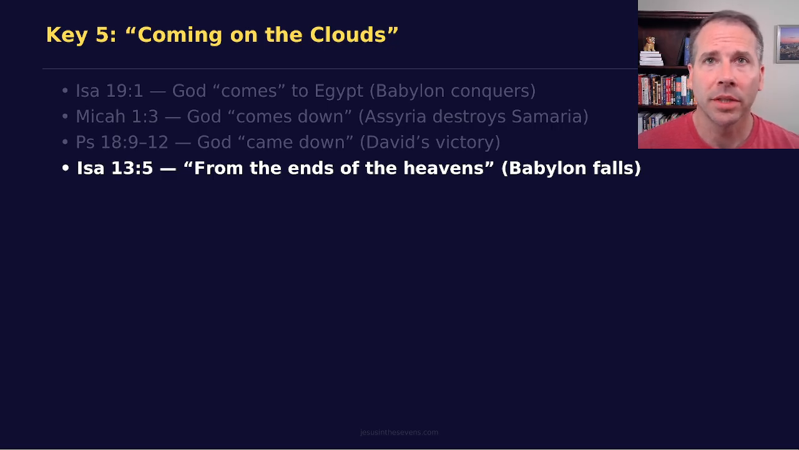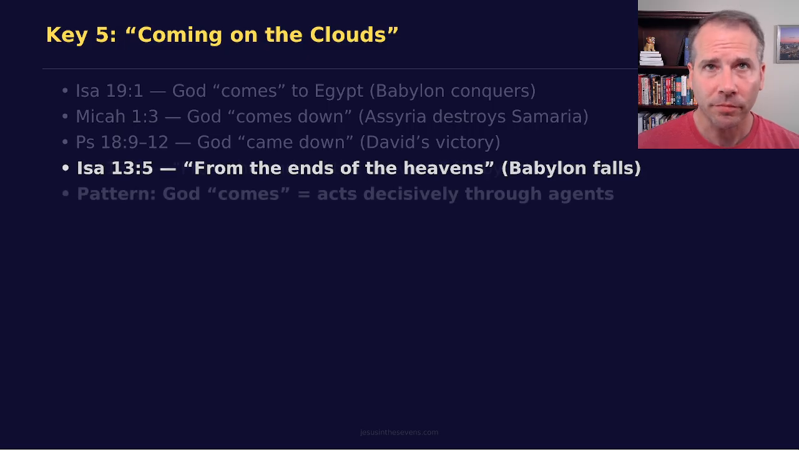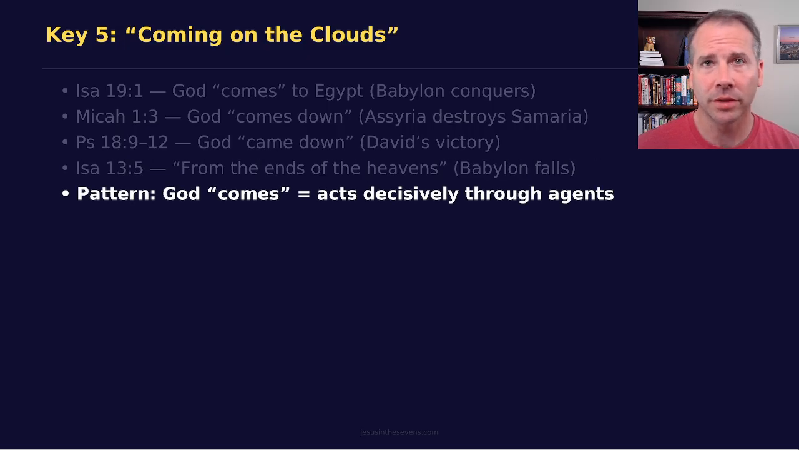Isaiah, again, from the ends of the heavens. So coming on the clouds is definitely the precedent set before we get to Revelation: when we talk about God coming and coming on the clouds, it almost always means a judgment coming, and it doesn't mean a physical appearing or manifestation of God himself in the flesh or in some kind of even visible appearance like on Mount Sinai. It means that he's acting decisively, oftentimes through agents.